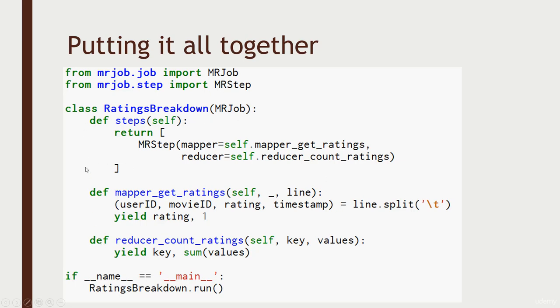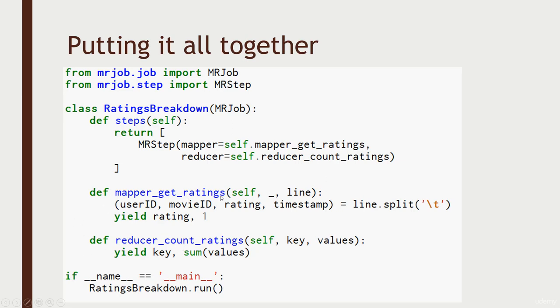Three functions within this RatingsBreakdown class. One is steps, and what this does is it tells the framework what functions are used for mappers and reducers in our job. So this is just saying that we're going to have a single step, that's a single MapReduce phase, where the mapper is our mapper_get_ratings function and the reducer is the reducer_count_ratings function. And then we need to define what those functions are. These are the same exact functions we looked at earlier in this lecture.